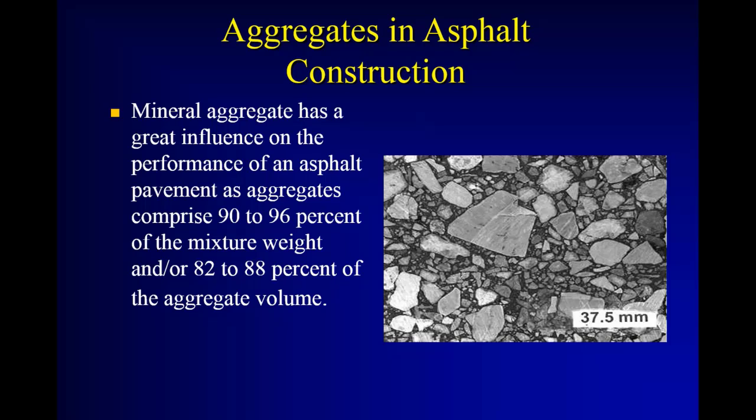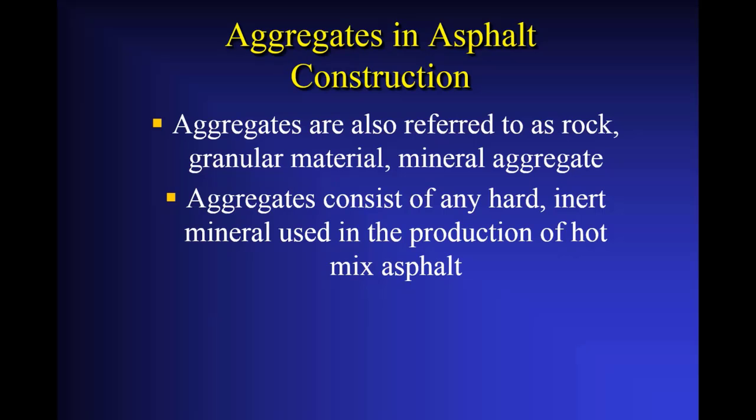And from a volume standpoint, it's usually about 86 or 80% of the volume, and that has to do with the aggregate being about 2.5 times the density of the asphalt. So you see it: rock, granular material, mineral aggregate. Essentially, the formal definition of aggregates in asphalt construction is any hard, inert mineral used in the production of hot mix asphalt. South Dakota calls it asphalt concrete. North Dakota says hot mix asphalt.